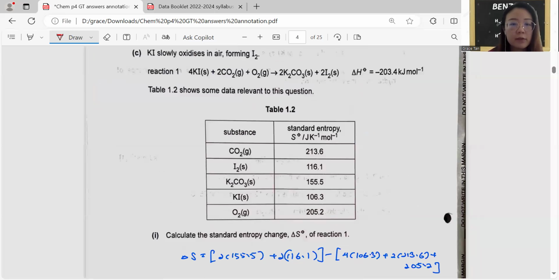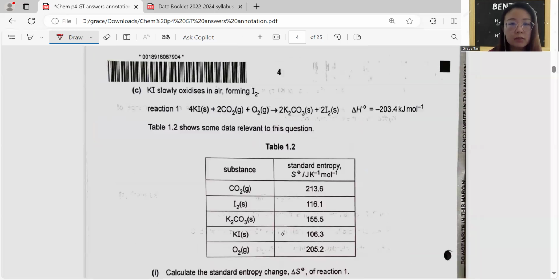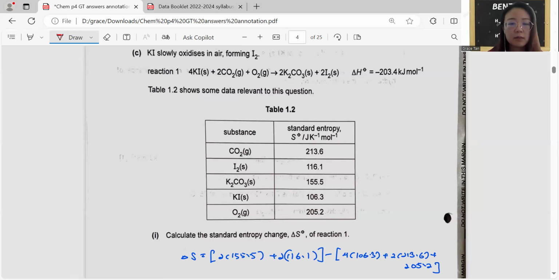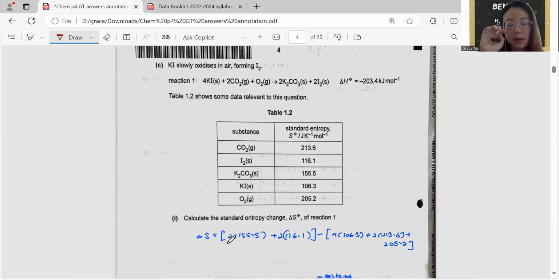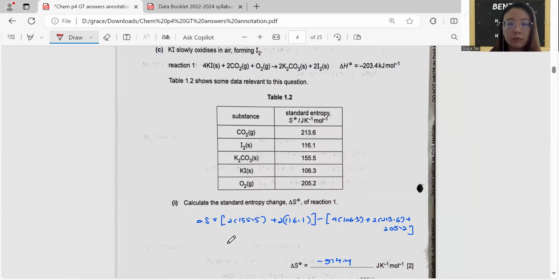All right, so they gave us data of the entropy changes, and calculate the standard entropy change for the reaction. So when you want to calculate the standard entropy change, delta S, it is the summation of products minus the summation of reactants. If I were to zoom out, I calculated an answer of minus 514.4. If my final answer is not correct, basically the working is still correct, because I just did it one time. I didn't go and check a second round.